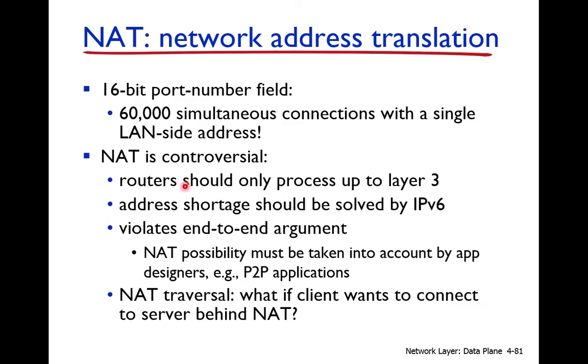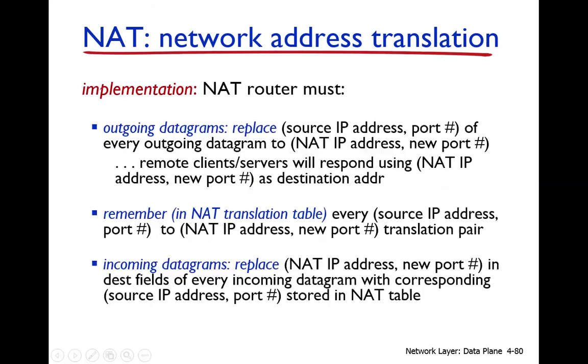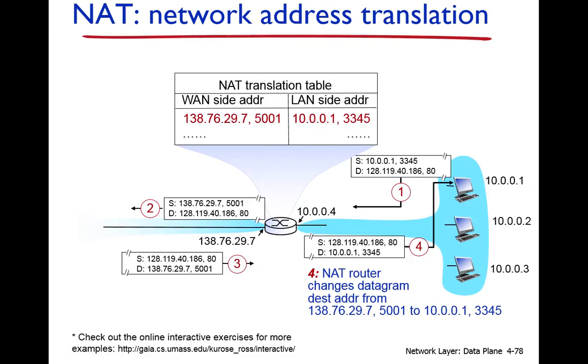NAT is controversial. Why? The router should only process up to layer 3. We have discussed that the router should process up to the IP layer, and you can see here that this is the router. It creates a new port number, and the port number is created at the transport layer. So here the router is using the application layer and transport layer, but in the router we don't have the application and transport layers.